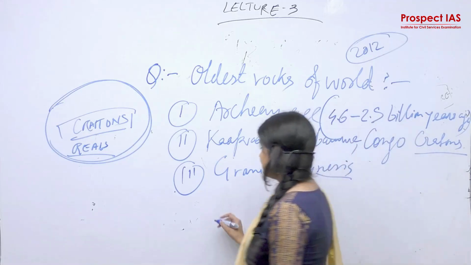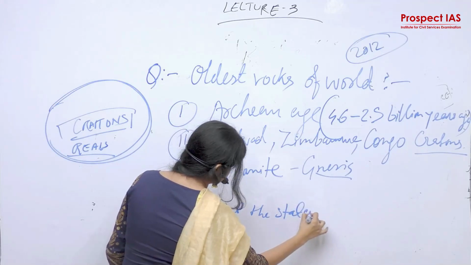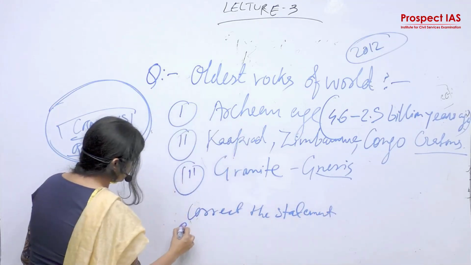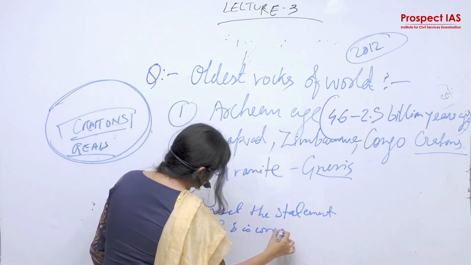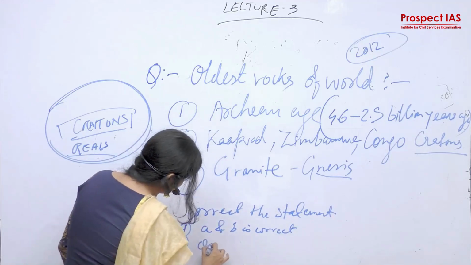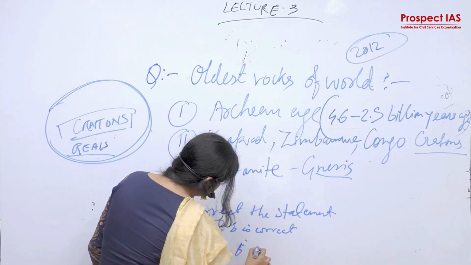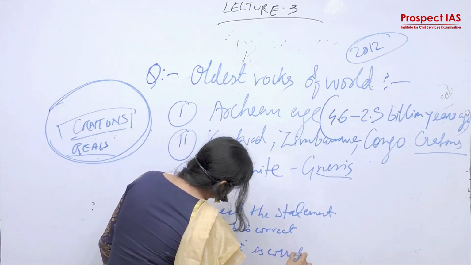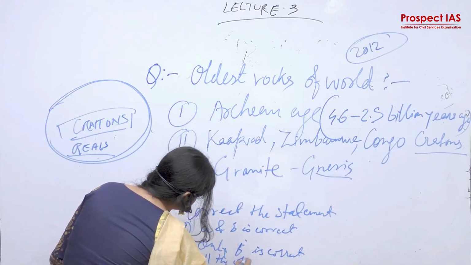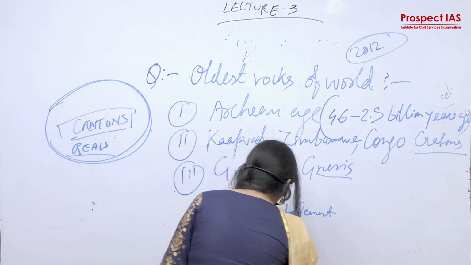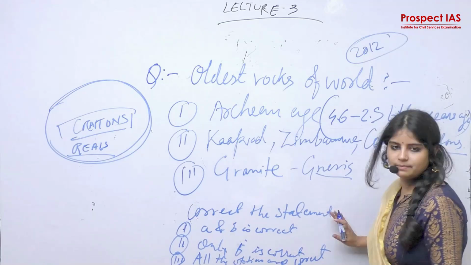The question is to correct the statement with the above options. First is A and B are correct. Second is only A is correct. Sorry, only B is correct. Third is all the options are correct. In the camera it is not showing. I think these three are the basic options.